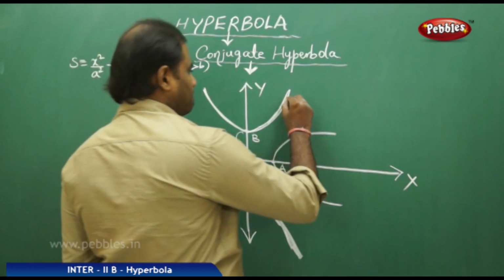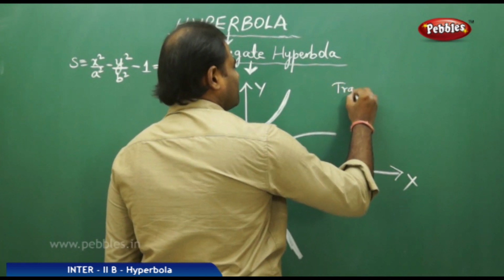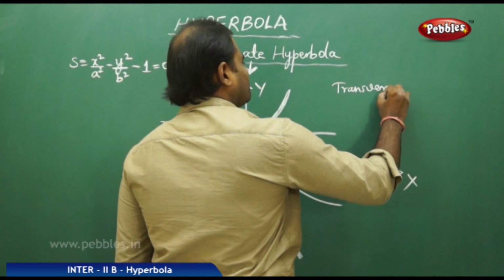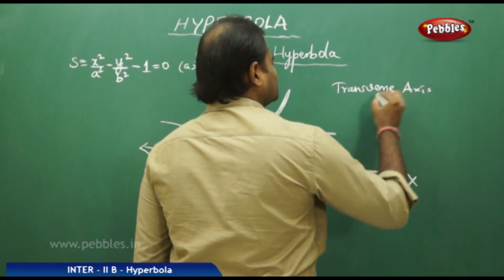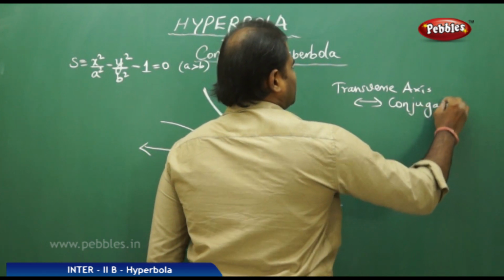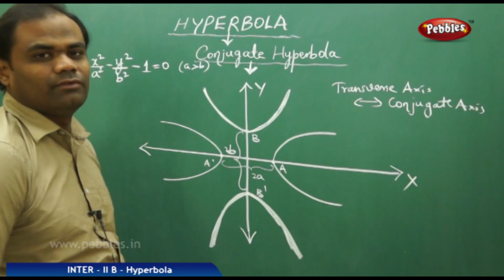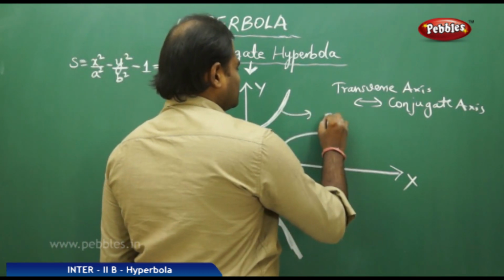So if the transverse axis is interchanged with the conjugate axis of either of the hyperbolas, we get a conjugate hyperbola.